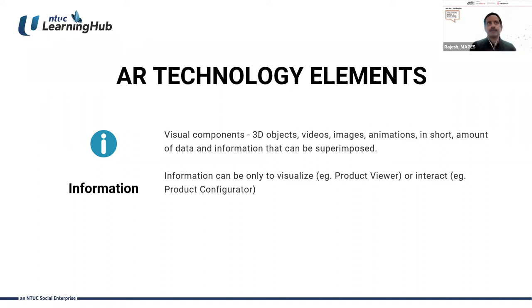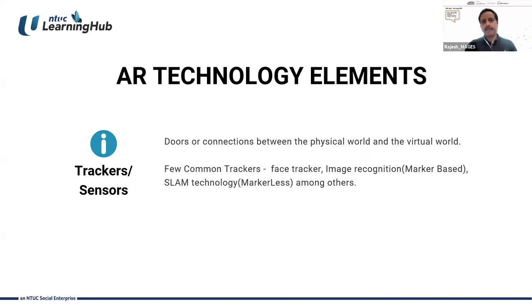So when I say what AR is, AR has got three elements to it. First is information. You can drop in any information or superimpose any information into the real world: objects, videos, images, and animation. And you can not only drop the information, you can also interact with that information. So you have a product that you have augmented into the real world and you want to start interacting with it, you can also do it. So that's information.